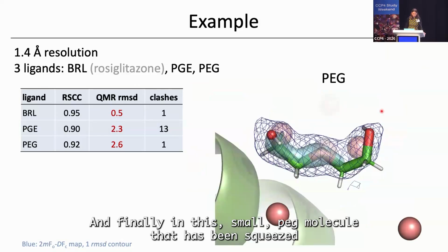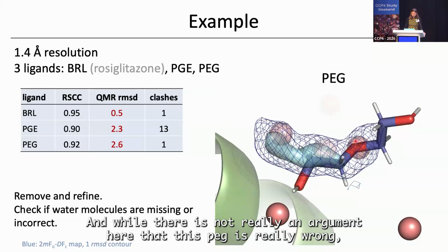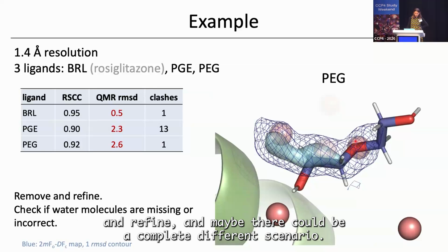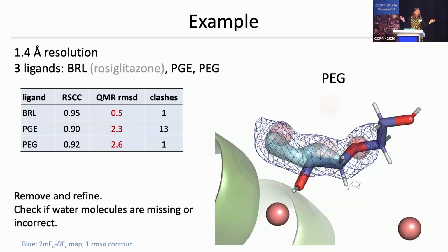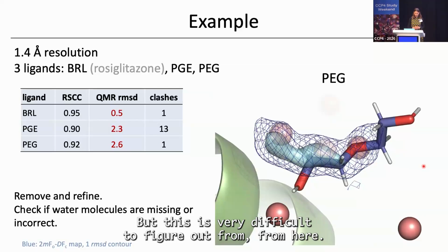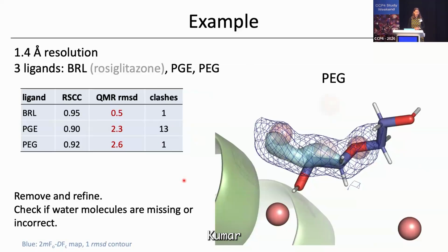And finally, this small PEG molecule has been squeezed into this electron density peak. After minimization, it is here. There is not really an argument here that this PEG is really wrong, but still it could be a good idea to remove it and refine. And maybe there could be a completely different scenario. Maybe it's not this particular PEG that's here, but a longer one whose ends are very floppy and we only see this one. But this is very difficult to figure out from here. I think the take-home message is that the QMR RMSD can be very useful to flag some ligands that otherwise look quite okay.